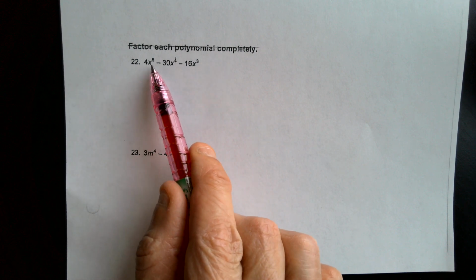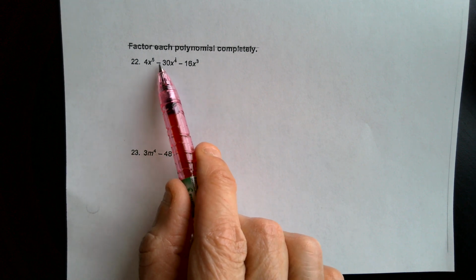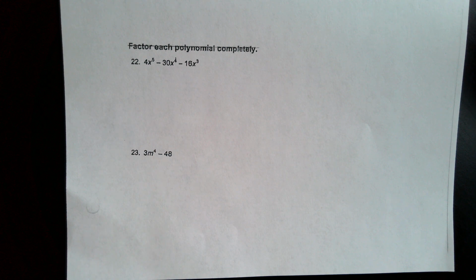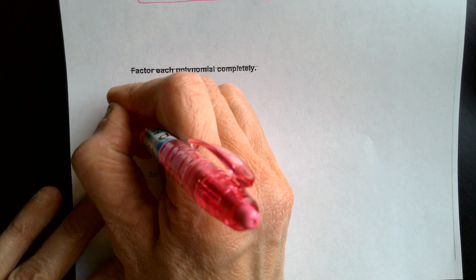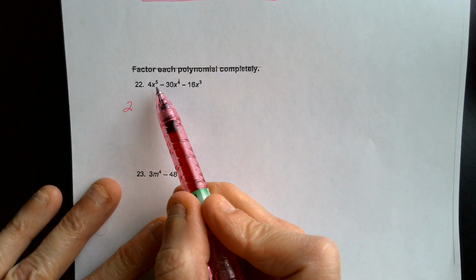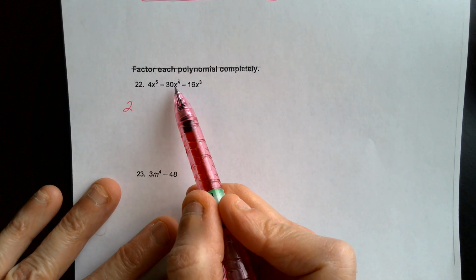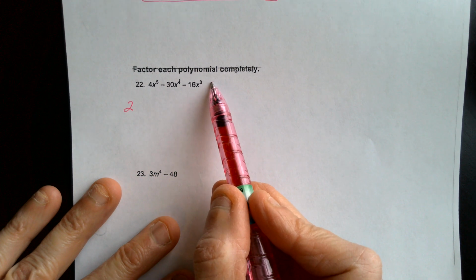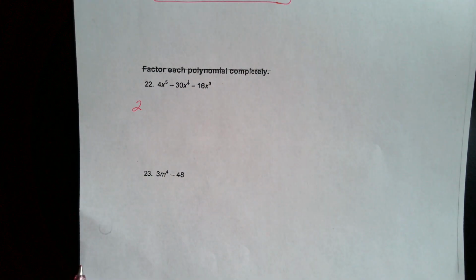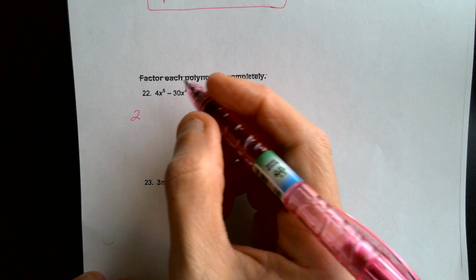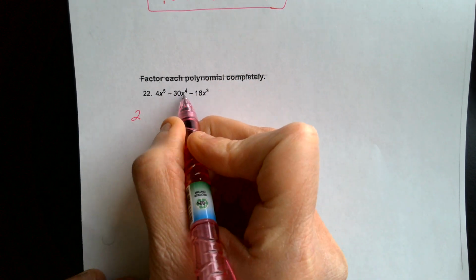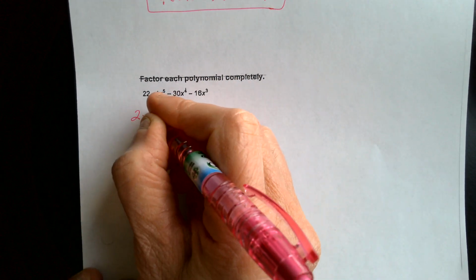What can I take out of this? Let's look at the numbers first. I got 4, 30, and 16. Can you take a 4 out of all of them? No, not the 30. So 4 is not going to work. How about 2? Yeah, the 2 will work. Okay, let's look at the x's. If I have x to the 5th, x to the 4th, x to the 3rd, what can I take out of all 3? I can take out the lowest one, which is x to the 3rd.